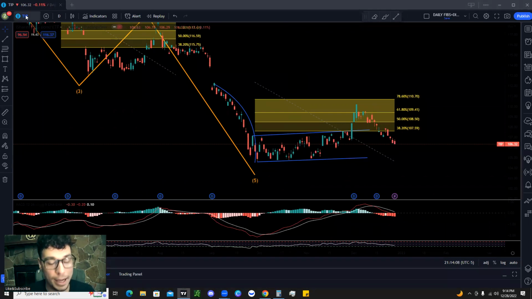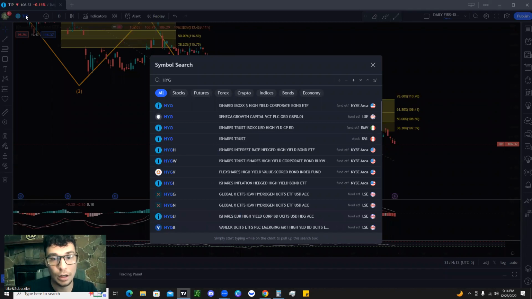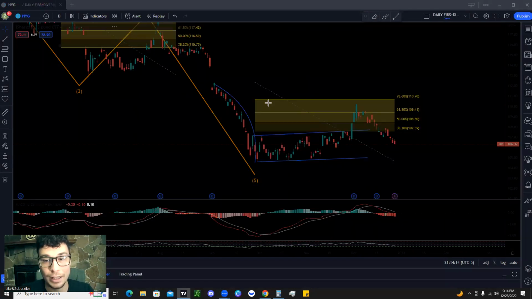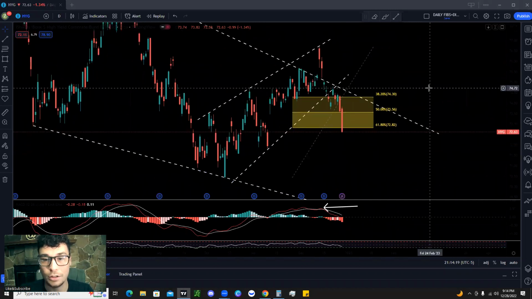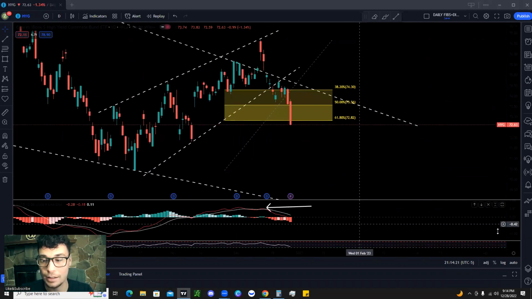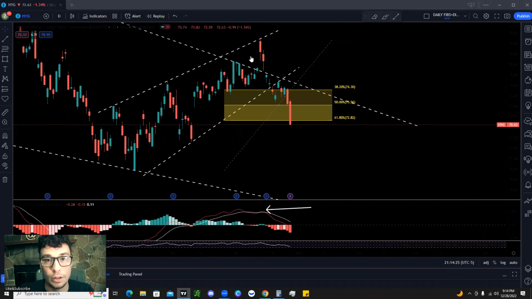The next one we're going to look at is going to be HYG, which is the high yield corporate bonds. Okay. And I like this one a lot. We've had some very nice setups on here. And things are just trading according to plan, guys. And we love it when things go to plan. And so the plan here was we were looking at this rising wedge pattern indicated by these two trend lines. This is a bearish setup, right?